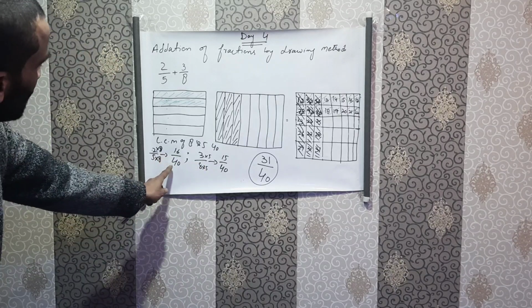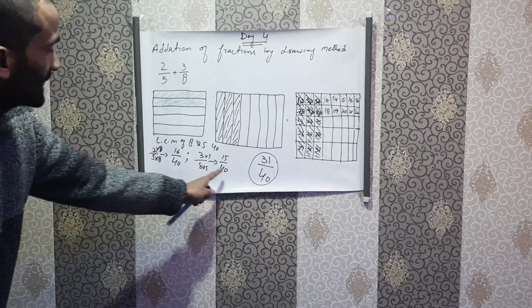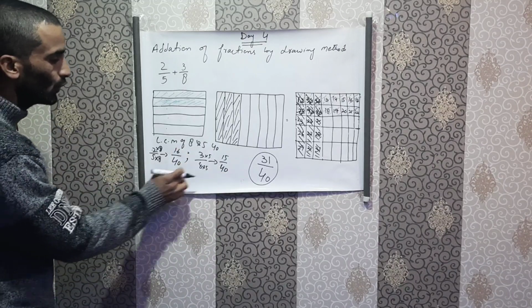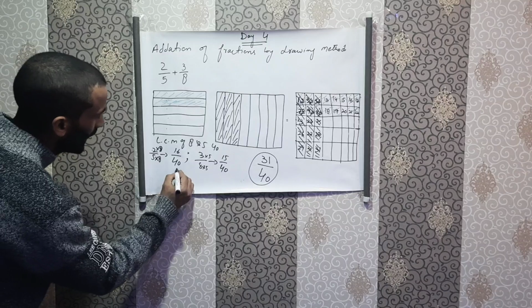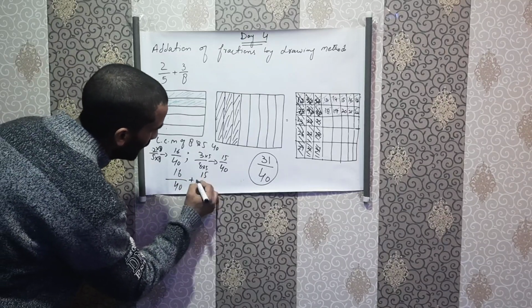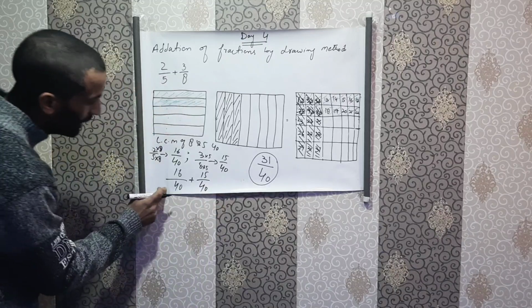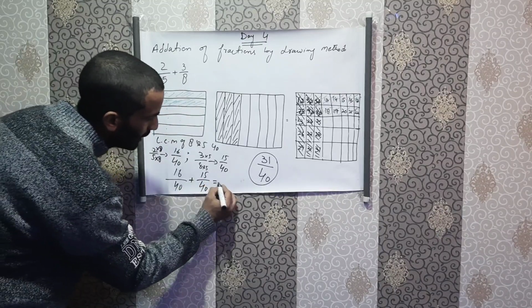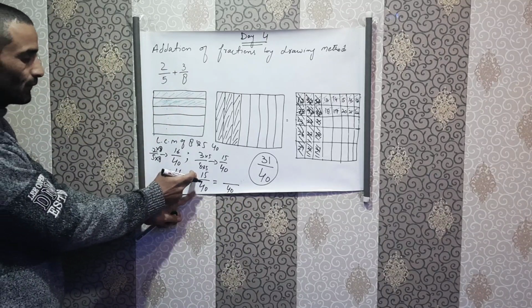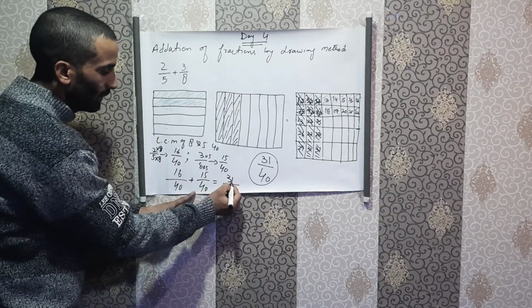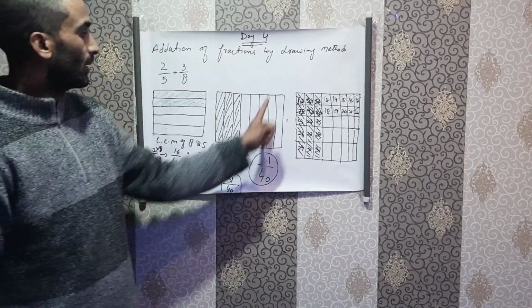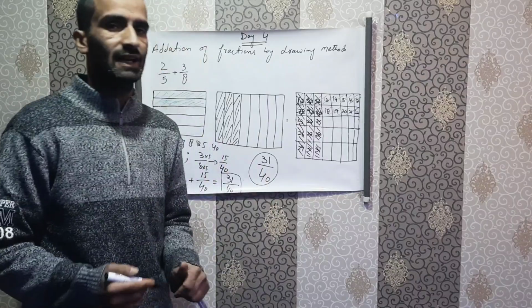Now we got the equivalent fractions with LCM as the denominator. Now we are going to add 16 by 40 plus 15 by 40. Now the denominators are the same, common denominator 40, upside directly 16 plus 15, that is 31 by 40. By this way also we got the same answer. By drawing method also we got the same answer.